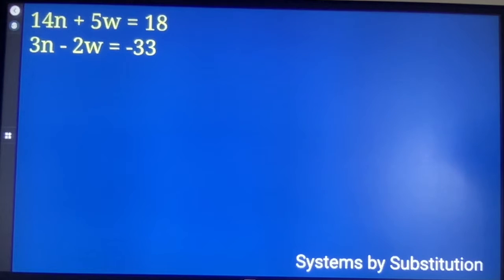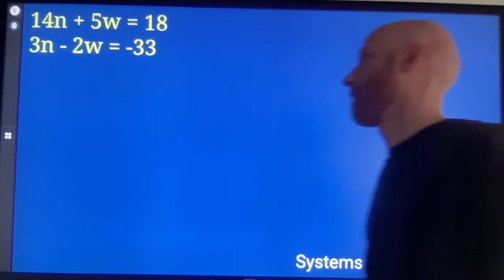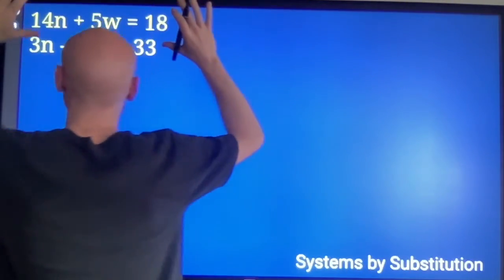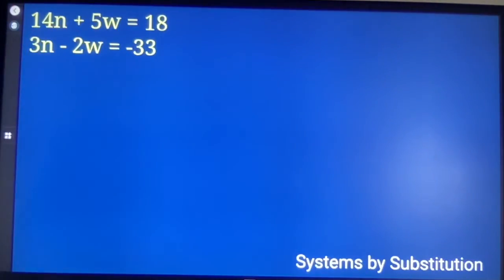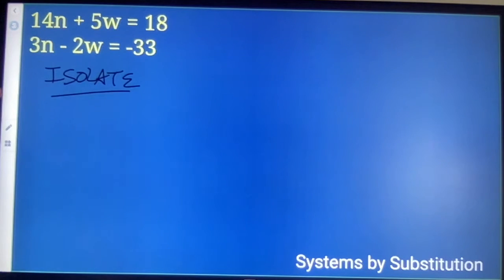Solving systems by substitution. First move, you're going to need to isolate a variable. That means get a variable by itself. Any one of these four, you can try to get by itself.